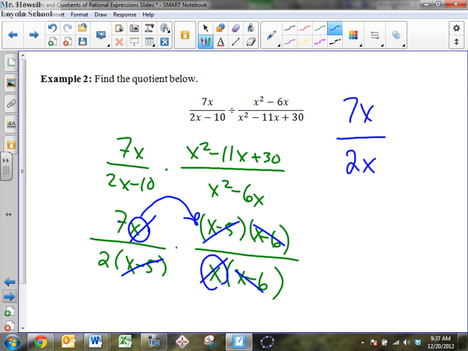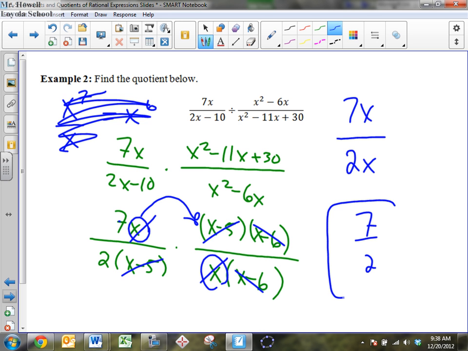You're thinking about this. That would be x to the 6th. That's what you're thinking, okay? So your final answer is 7 over 2. Now, please notice something. A lot of you are doing this in your test.